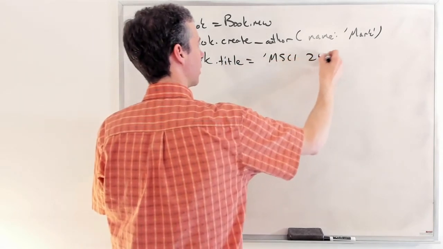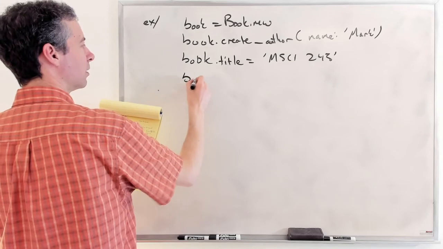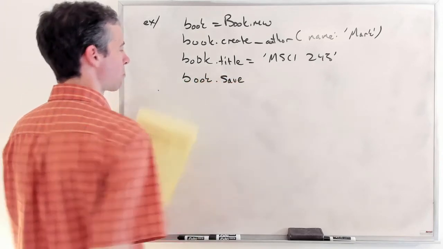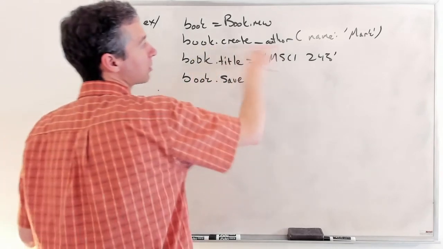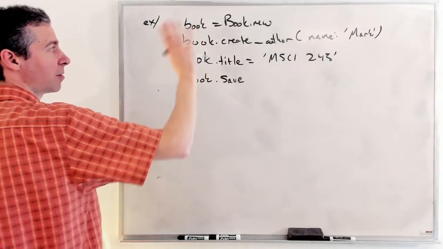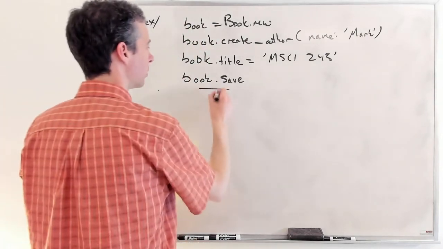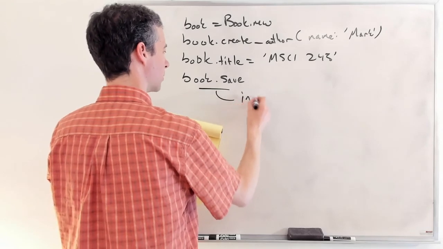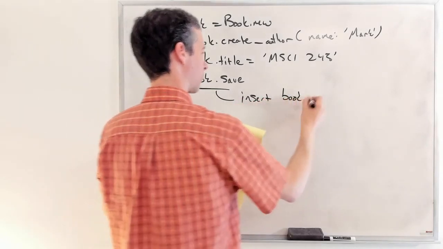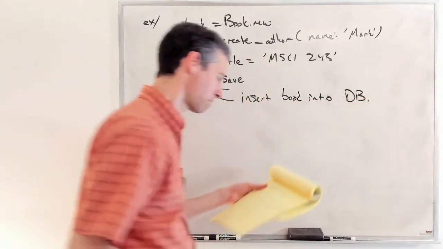We could set our title, MSCI 245. I think I'm getting the feeling this is very similar to the other example I gave. All right. Anyways, but here you can actually go ahead and create the author. It'll be created for you, added to the database, and also then assigned to my book object. And at this point, this will go ahead and insert the book into the database.